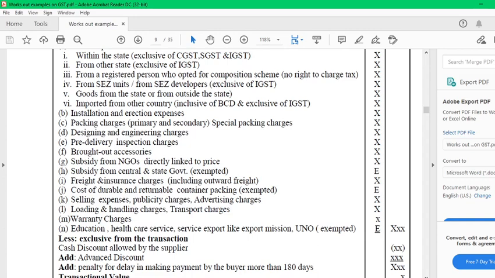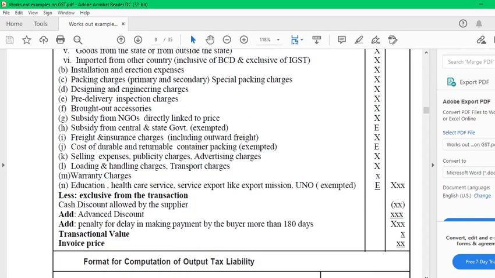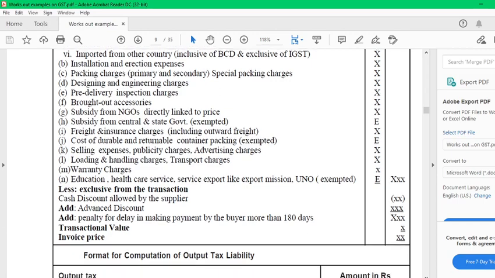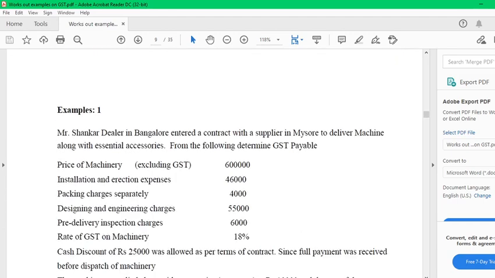Then the penalty for delay in making payment by the buyer, if it is more than 180 days, should be included. Only if it is more than 180 days, the seller has the right to charge penalties. That gives the total transaction value. Once we have the transaction value, we can add GST. If the goods movement is within the state, SGST and CGST. If the goods movement is between the states, IGST will be applicable. This is the format. Let us discuss one by one.